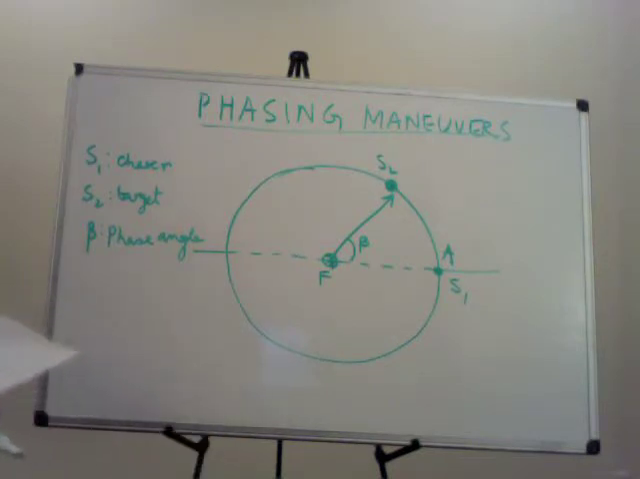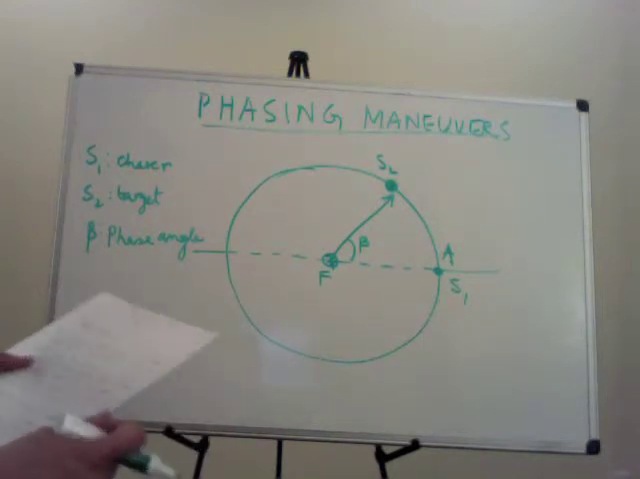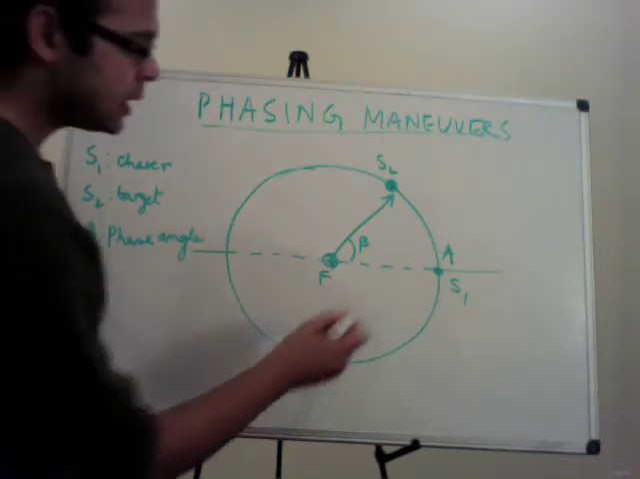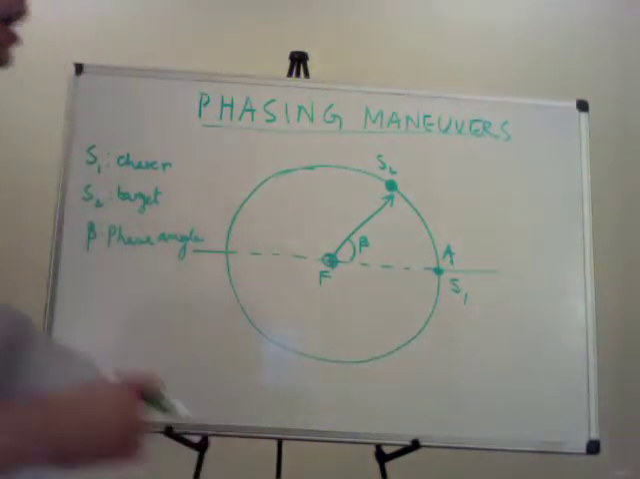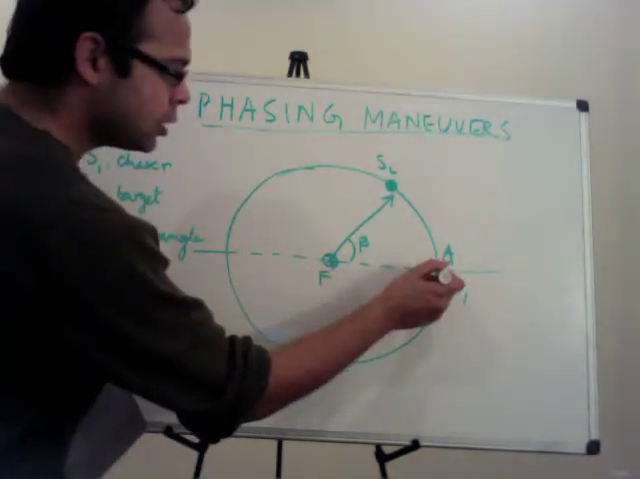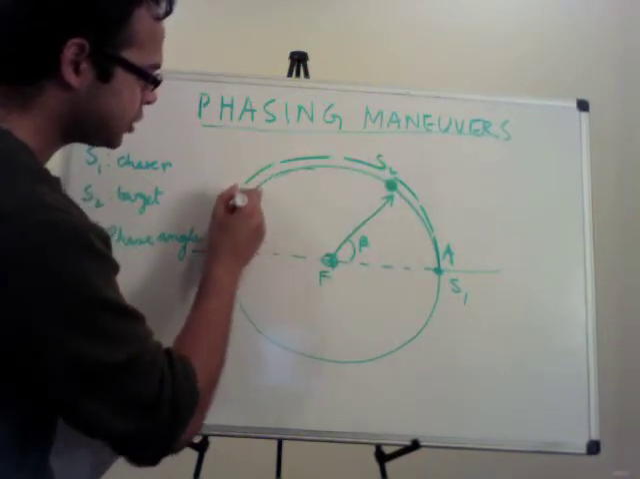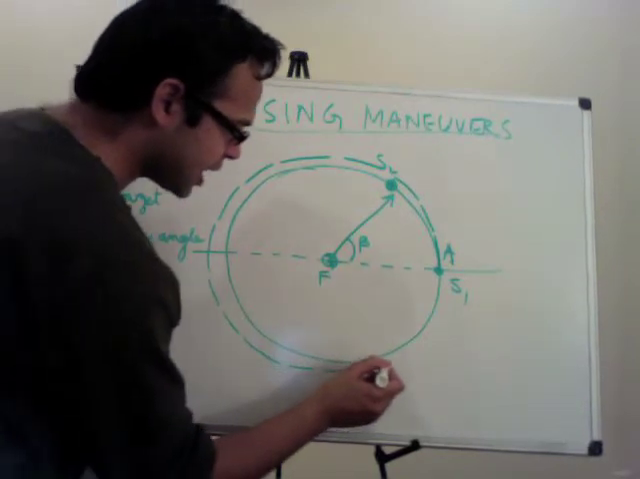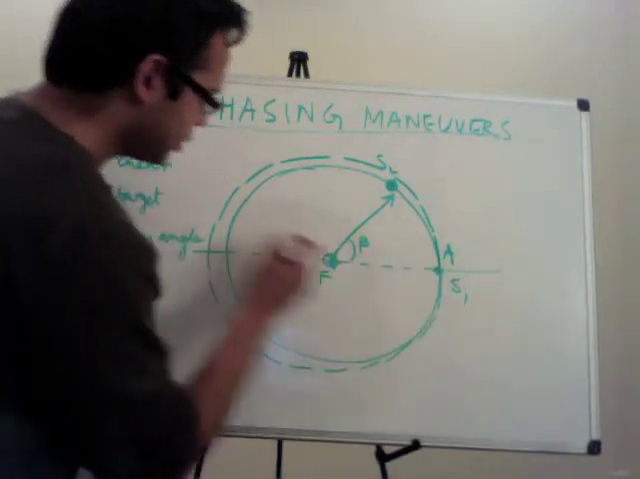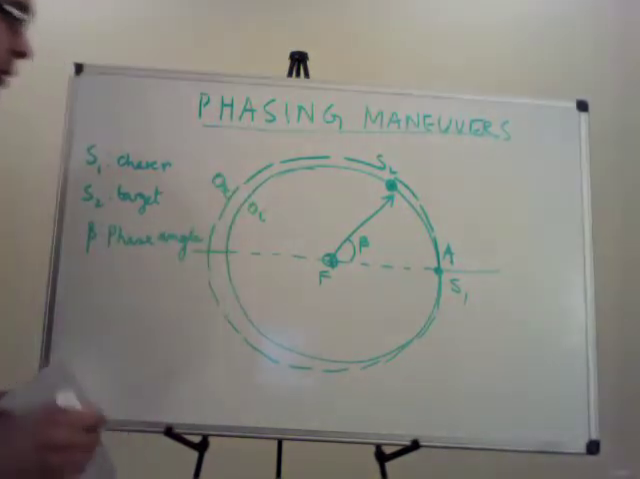Alright, so there are at least two ways of doing this. And the first way is the following. What we will do is transfer the spacecraft S1 into what is known as a higher orbit. Okay, so I'm going to transfer this spacecraft into this dotted orbit, which is higher than this original orbit. So the original orbit is OI, and I'm going to call this transfer orbit OT.